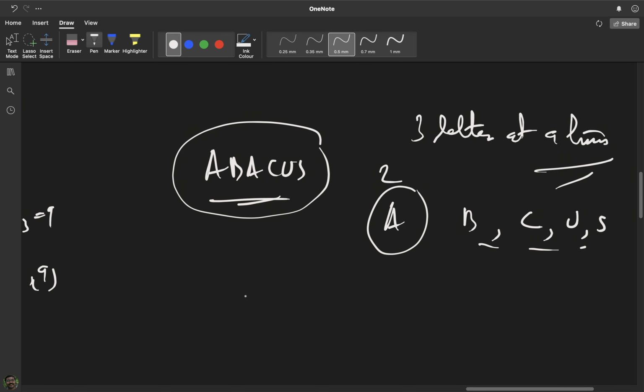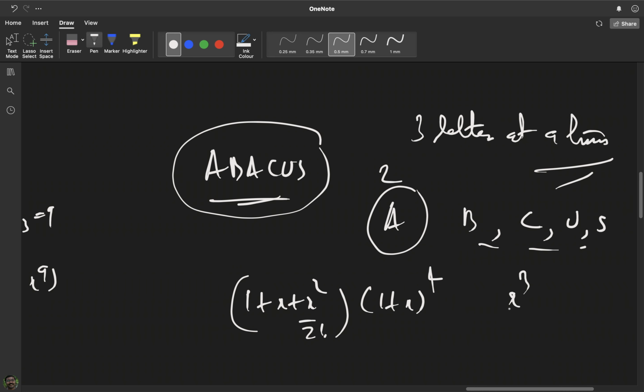The factor corresponding to a would be 1 plus x plus x square by 2 factorial. The factor corresponding to b would be 1 plus x, and similarly for c, u and s. So you'll have 1 plus x raised to 4. You will be looking at the coefficient of x cube by 3 factorial because you are only taking 3 letters at a time. So you can try that problem also, abacus.